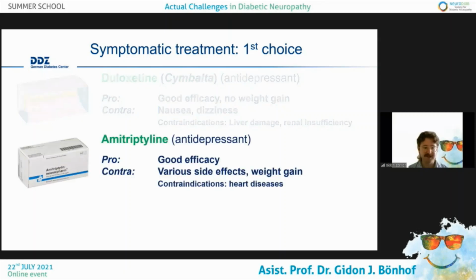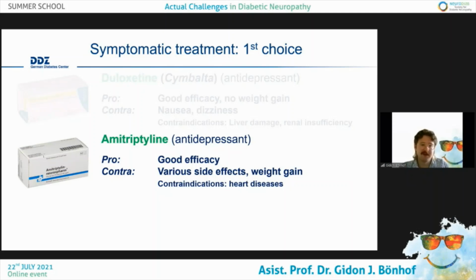The next substance with a good efficacy is amitriptyline, which is a classic tricyclic antidepressant. It works quite well. It works also against depression. Both duloxetine and amitriptyline are used to treat depression, and depression is a very frequent comorbidity of painful diabetic neuropathy.